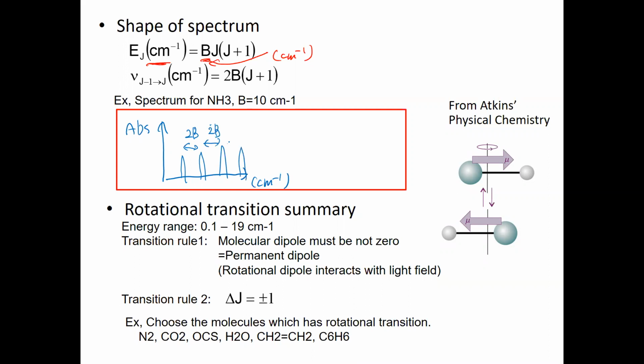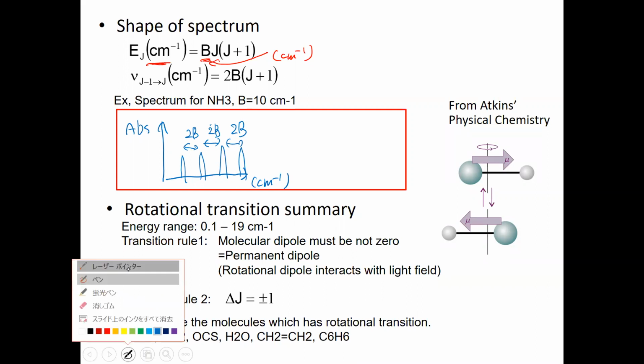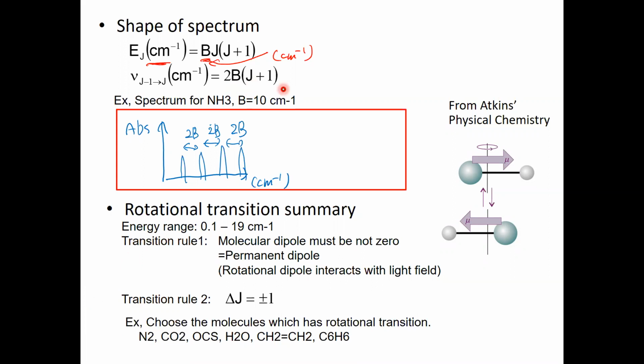So every absorption spectrum peak, every rotational energy state has a difference of energy 2B. This is what this equation tells you. So in the case of ammonium, it's like 20 Kaiser. Every 20 Kaiser, you should have a peak of absorption.